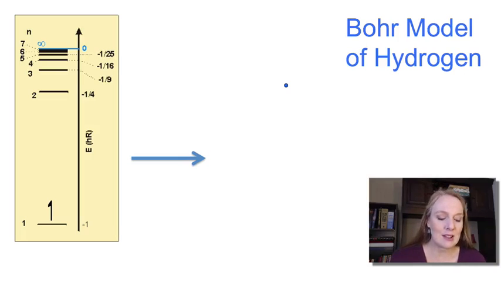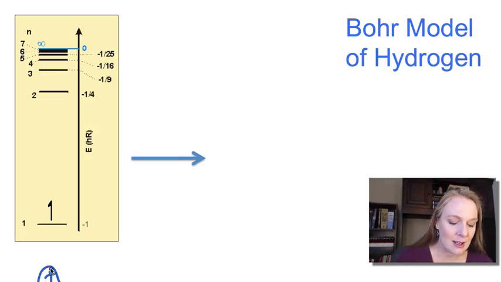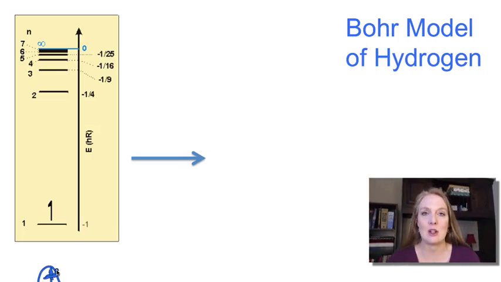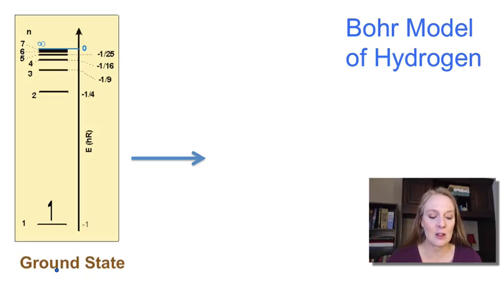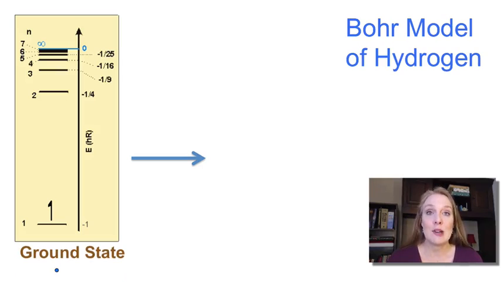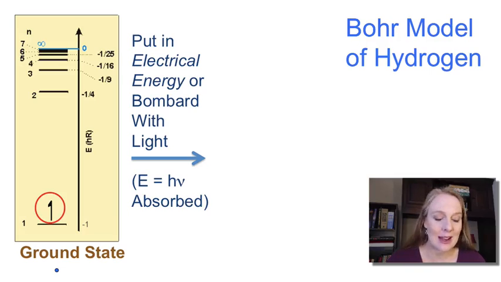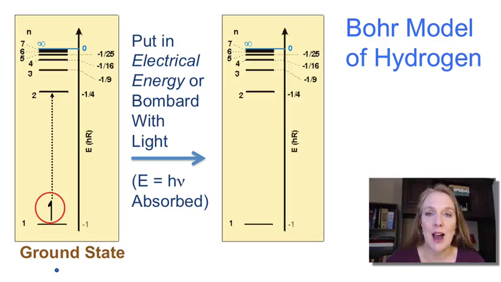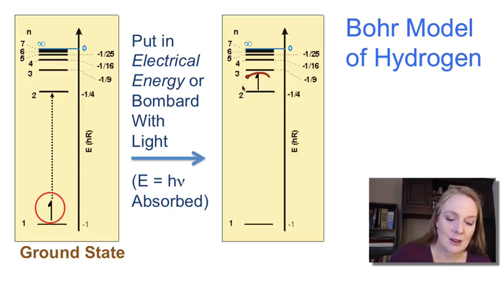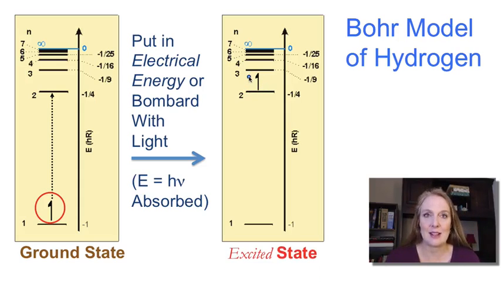For example, here's the electron. Remember, the proton is down here. Here's the electron in the closest allowed energy level, n equals 1. That's called the ground state. If we put some energy into the system, and that can be electrical energy, or we could bombard the atoms with light, the atom is going to absorb the energy of E equals h nu, and that will allow the electron from the ground state to move to one of the higher energy allowed levels. So now, after the absorption of the energy, the electron is moved up here. This is called the excited state.